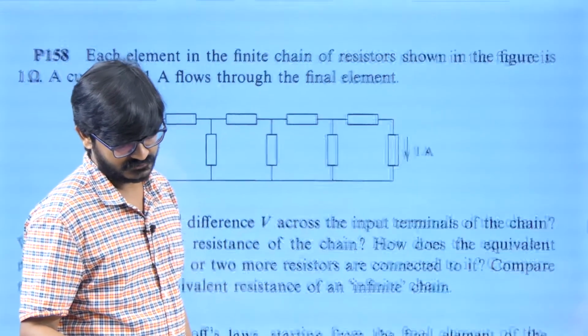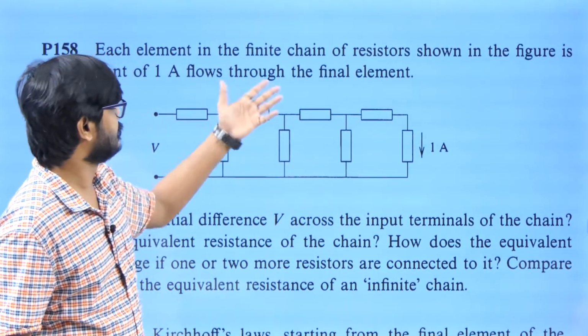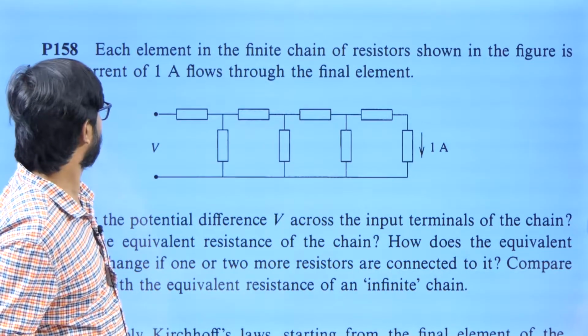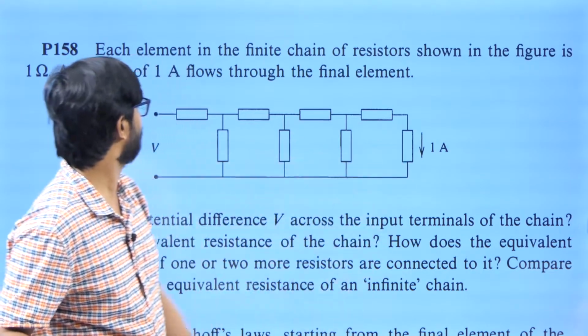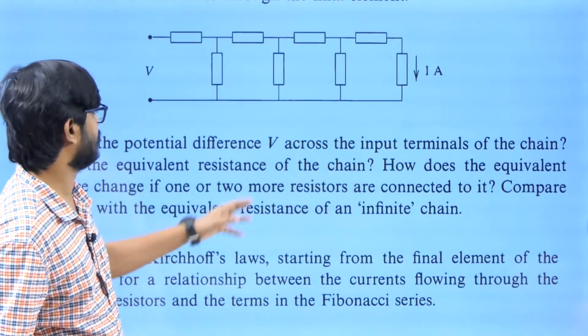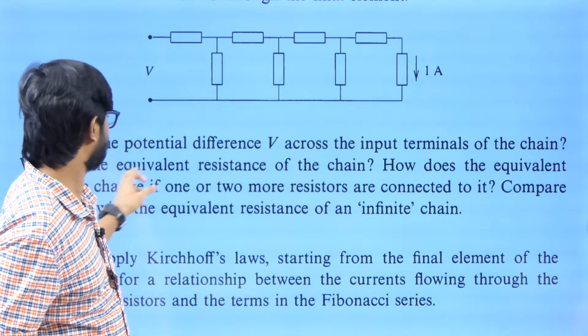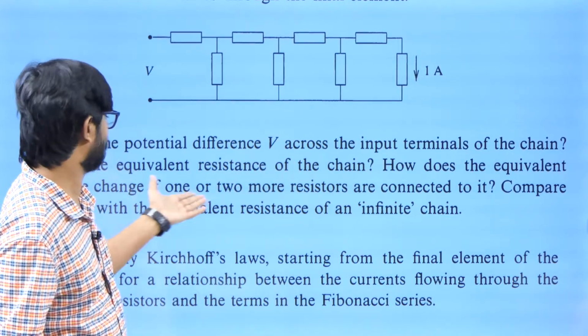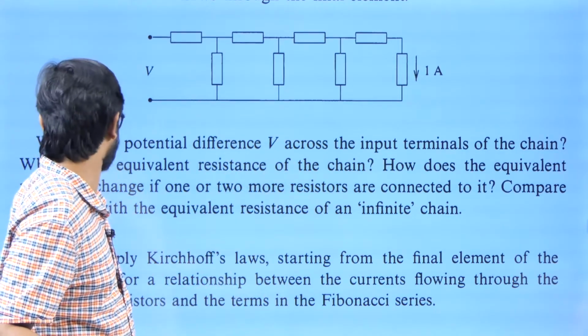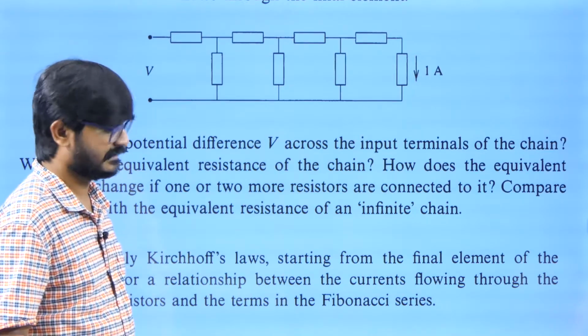So the next question says each element in the finite chain is of 1 ohm and current here is 1 ampere. So what you need to find: what is the potential difference across the input terminals? What is the equivalent resistance of the chain? How does the equivalent resistance change if 1 or 2 more resistors are added to it? Compare this result with the equivalent resistance of the infinite chain.